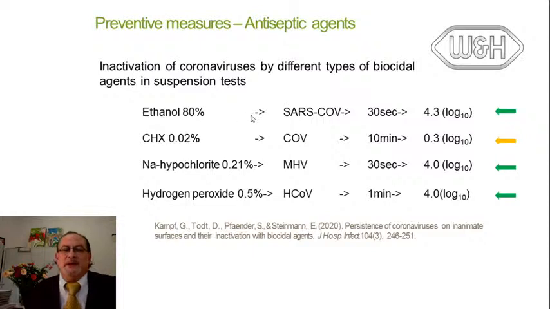Sodium hypochlorite has been shown to be pretty effective, and also hydrogen peroxide in a concentration of 0.5%. Again, to keep in mind, it was on surfaces and not on the mucosa. So why do we use 1% on the mucosa? We use 1% on the mucosa because, of course, we have the saliva within the mouth, so that the concentration is lowered by the saliva in the mouth.